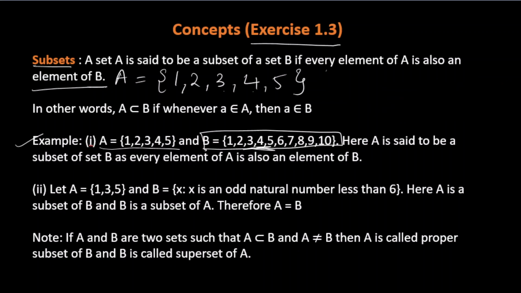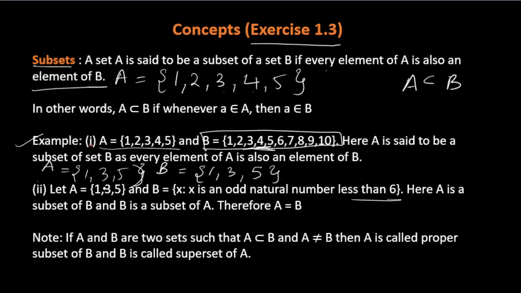Now we'll take another example. In the second example, A is 1, 3, 5 and B is equal to x such that x is an odd natural number less than 6. That means if I write it in roster form, it will be 1, 3 and 5, because the odd natural numbers less than 6 are 1, 3 and 5. So here every element of A is also an element of B, which means A is a subset of B.